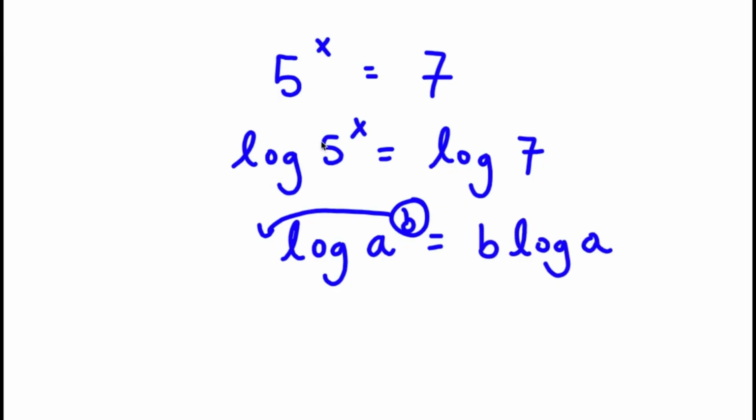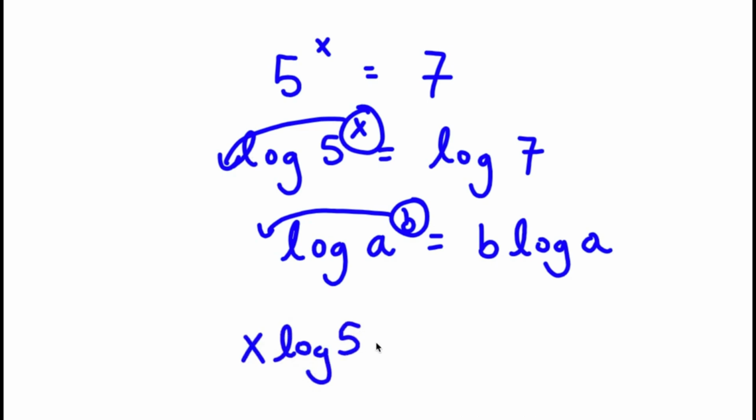So in this case, I have log 5 to the power of x. So I can move x to the front. So now I'm going to have x times log 5 is equal to log 7.